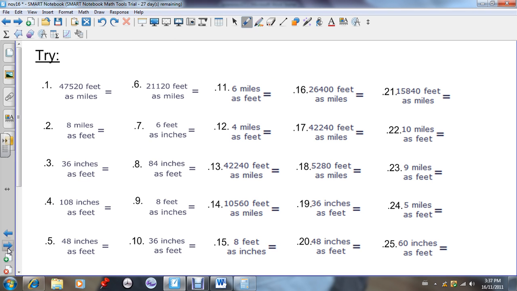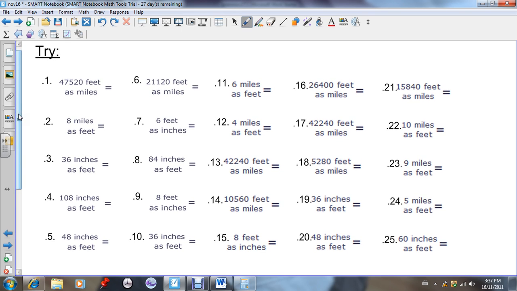Now, here is your turn. This is what I want you to do. I want you to do every one here from number 1 to number 25. Work on these for the rest of this period. Make sure you copy them all down. Try these on your own and then work in pairs. Once you're done, you can compare answers and see how we did.